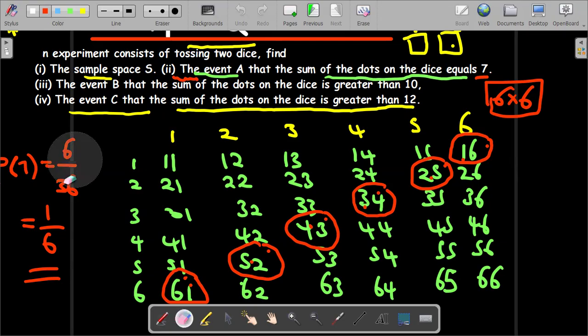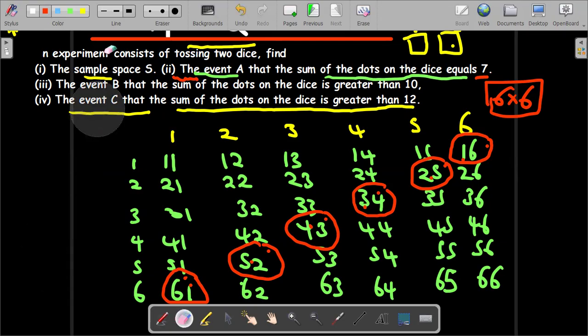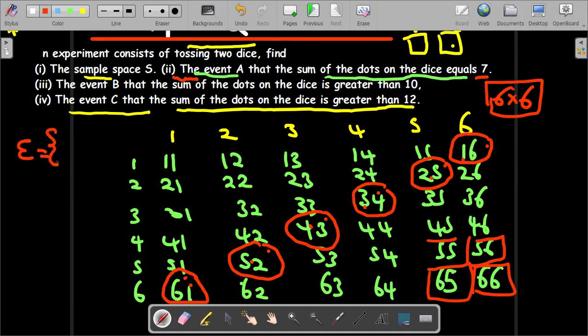So what I was saying is we are finding the event such that when we add those two numbers, they are going to give us a number that is greater than 10. The first one is this 6 and 5, then we have the 5 and 6, and then the 6 and 6. You can list the event out: 6, 5, 5, 6, and 6, 6. And then you find the probability of this event.